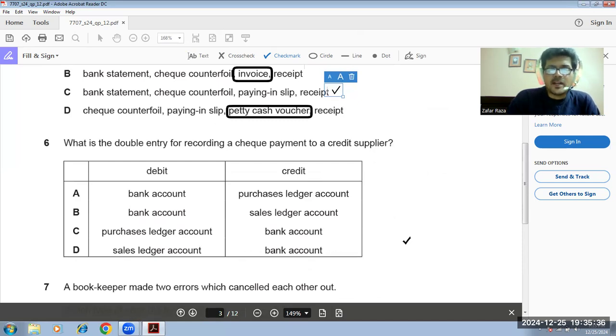What is the double entry for recording a check payment to a credit supplier? When I started teaching O-level accounts in 2004 or 5, I think, I saw this MCQ somewhere in past papers. If we are paying a credit supplier, we debit the purchase ledger control account and credit bank. Simple. For solving these types of transactions, you should know the debit and credit effect and just click the answer. You don't need to read the options. First make the entry in your mind and then click the correct answer.